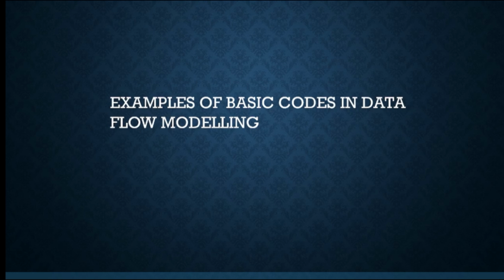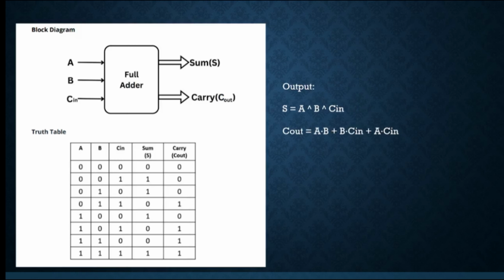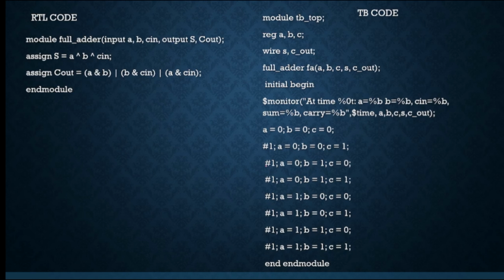So let's dive into the video now. As I told you, today we are going to explain some basic codes, how to write code in data flow modeling. So this is the basic full adder. This is the basic code for a full adder. This is my block diagram, and this is the truth table, and based on this truth table, these are the logics. Based on this logic, you will be writing the code. I think I don't need to explain the full adder, since everyone knows it, as we have already discussed it in gate level modeling.